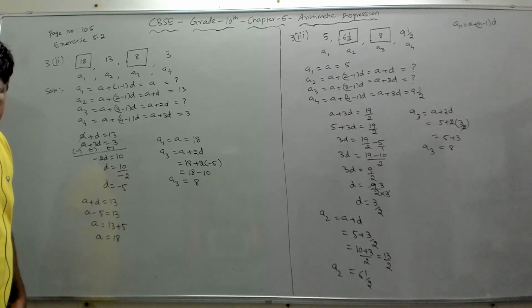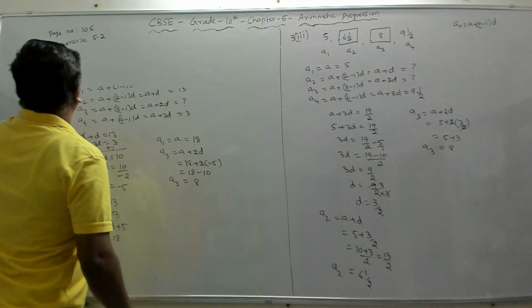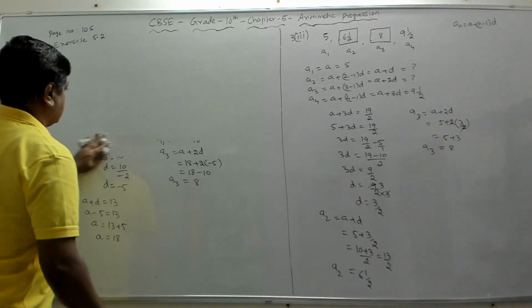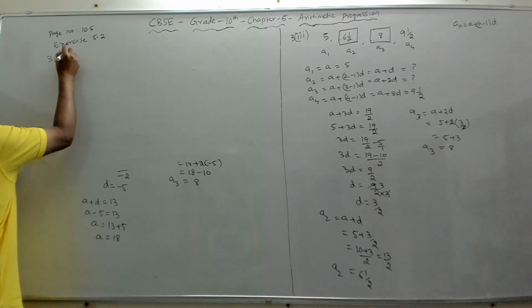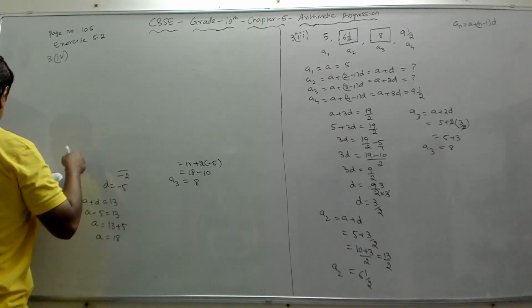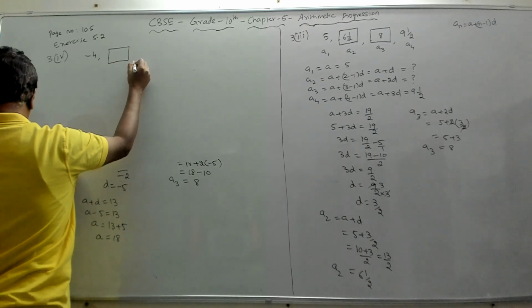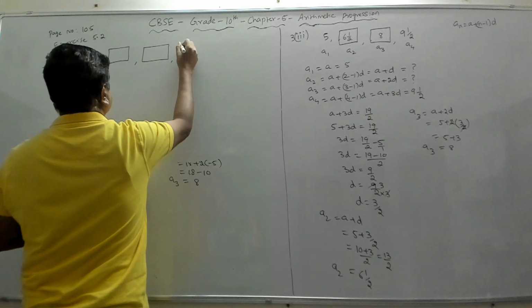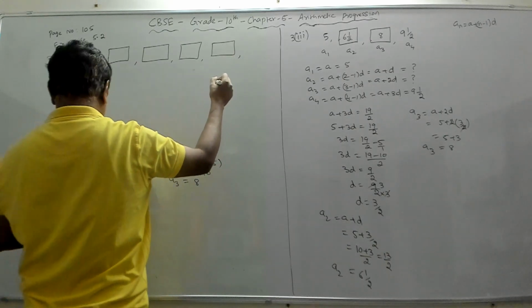Now let's go to the third question, fourth subdivision, which is minus 4, comma, box, comma, box, comma, box, comma, box, comma, 6.